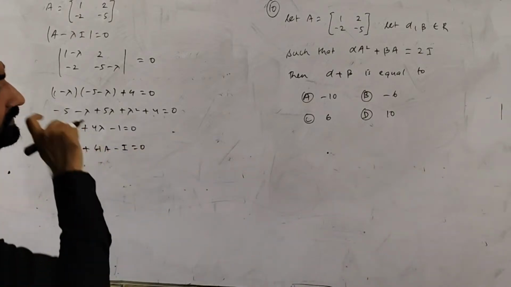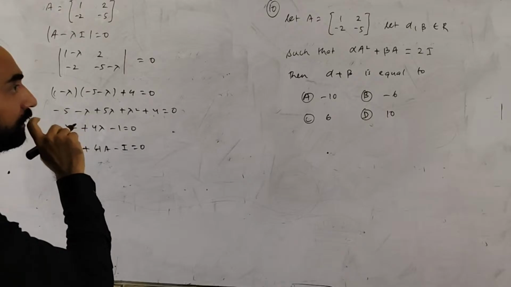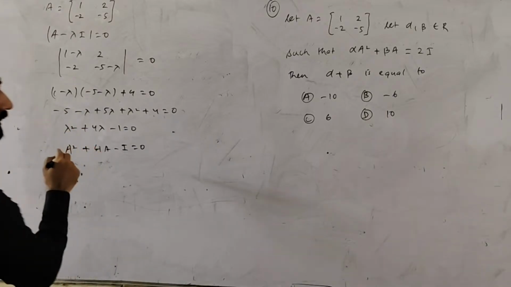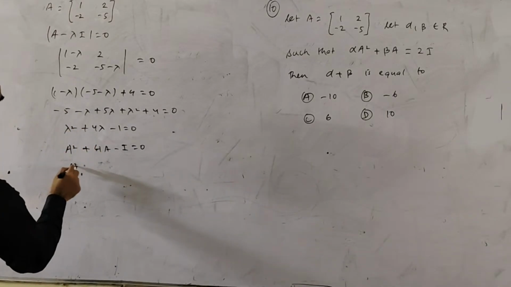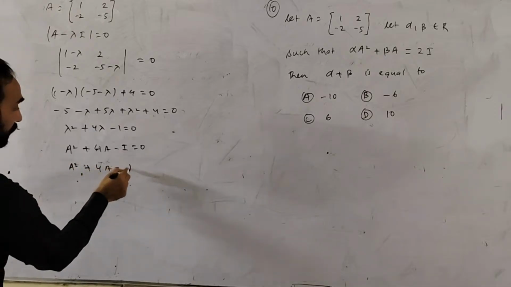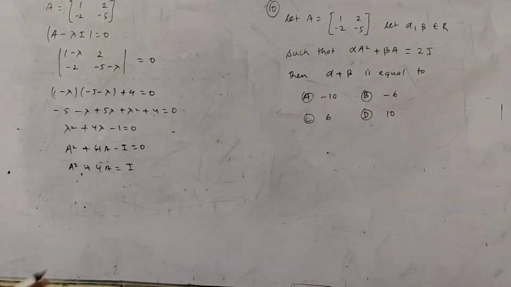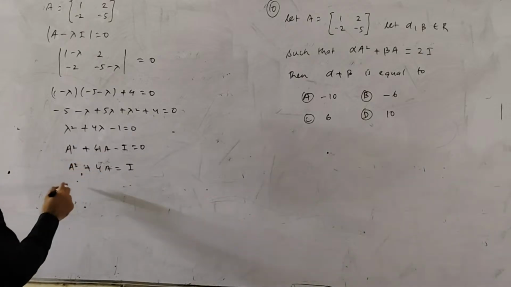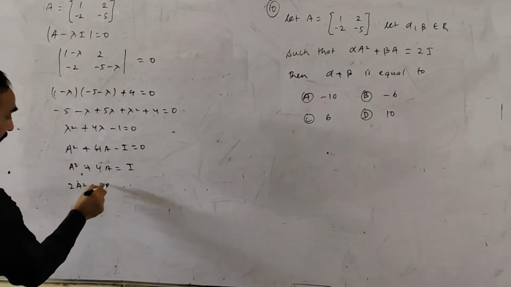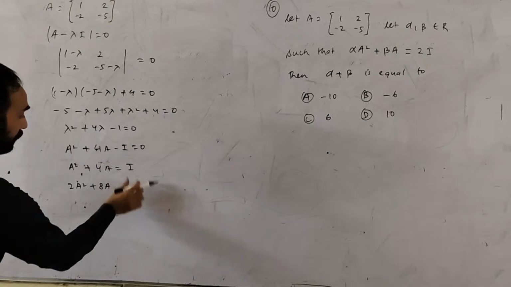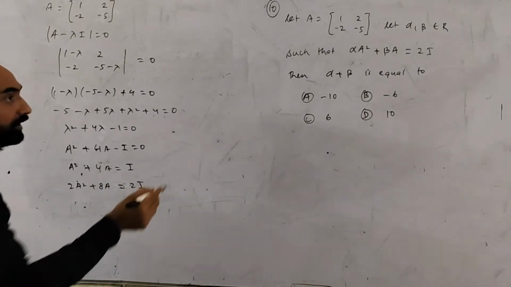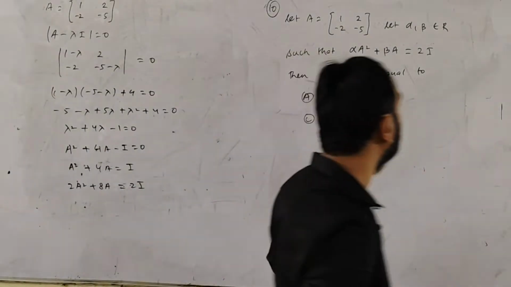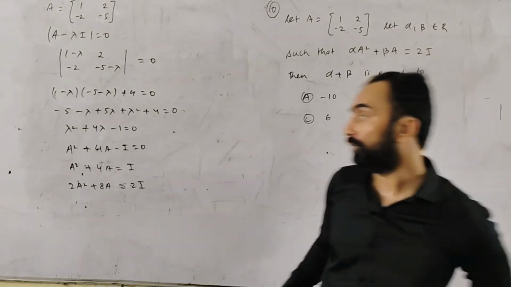Now do the comparison. This is alpha A square plus beta A. Okay, so I can write it here. A square plus 4A is equal to I. And since there is 2, no, so multiply 2 both sides, this will become 2A square plus 8A is equal to 2I. Now this is correct. Now we can do the comparison with this. Alpha A square plus beta A is equal to 2I.